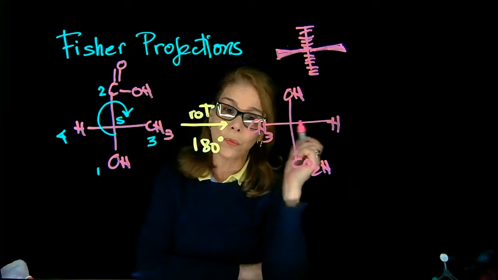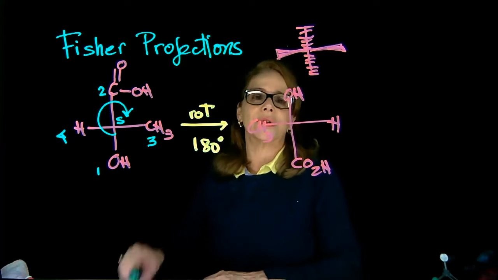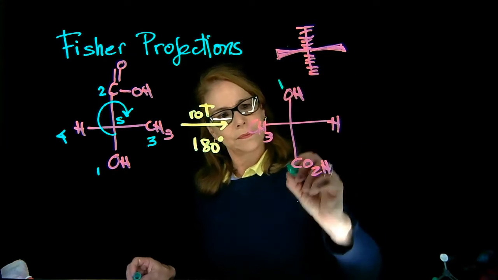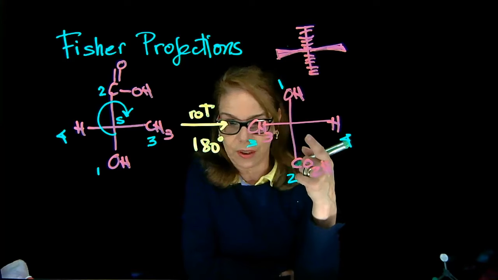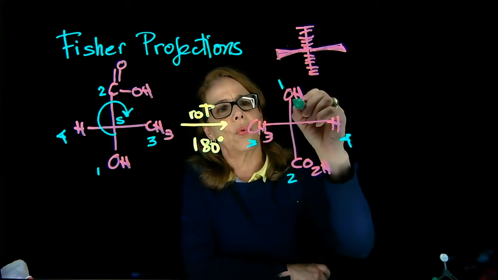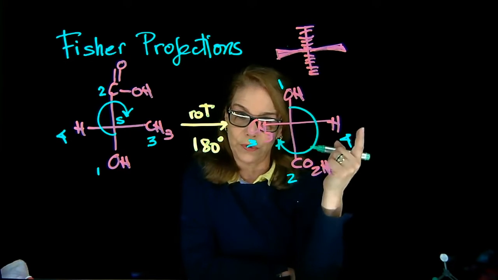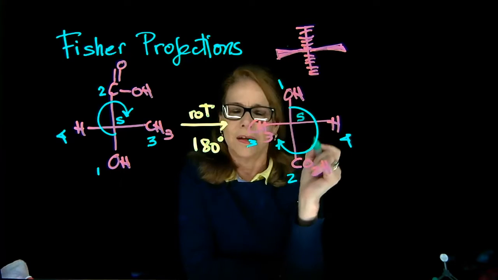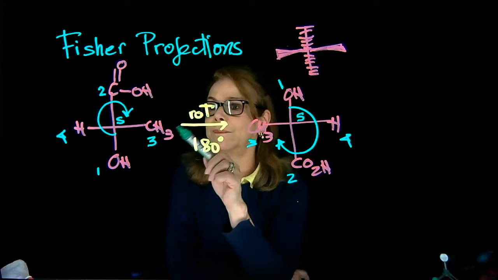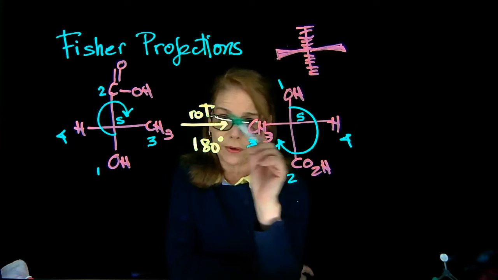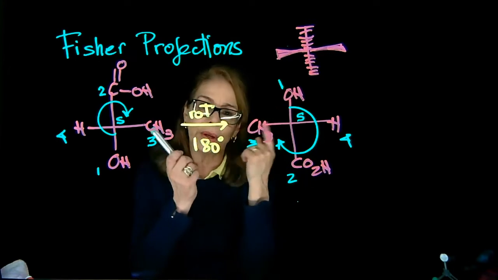So let's see what happened with the absolute configuration when you do a 180-degree rotation. Again, my priorities are 1, 2, 3, and 4. You're viewing that incorrectly with the hydrogen towards you. And so you will do 1, 2, and 3, which looks like R, but you're viewing incorrectly, so it is S. So we conclude that a 180-degree rotation on a Fischer projection just gives you another drawing of the same molecule, right?